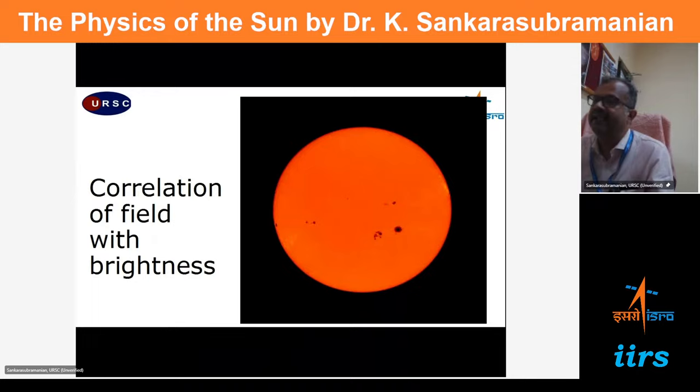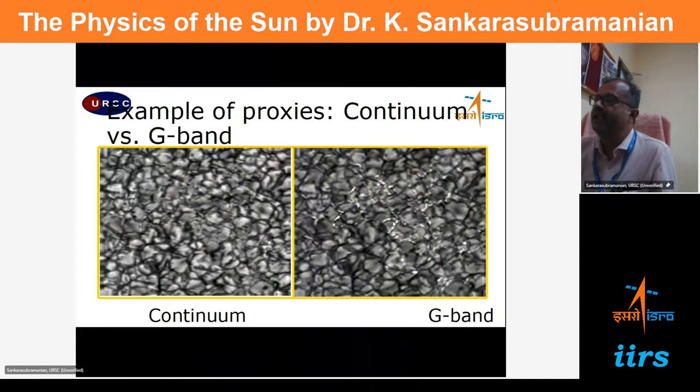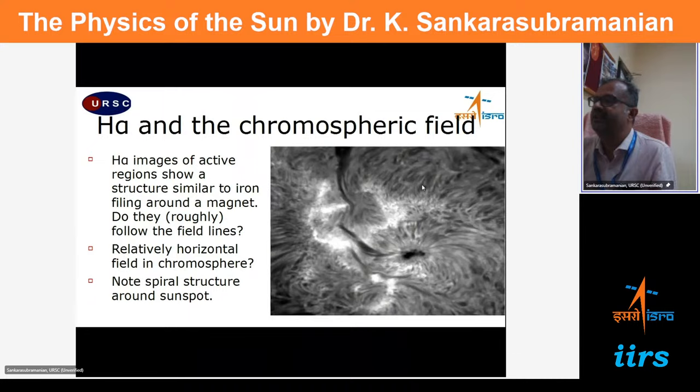So here is an example. The dark regions are nothing but the strong magnetic fields when you look at the photosphere. And when you look at the continuum as well as in the G-band, you can see the granular structures which I showed you, and these very bright structures, we call them G-band bright points, are also related to the magnetic fields. And this is an H-alpha image, and you see these very nice fibril structures all around the sunspot regions. They depict the magnetic field lines of force, which propagate from the sunspot to the outer regions.